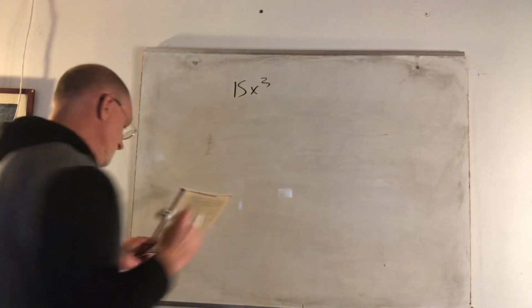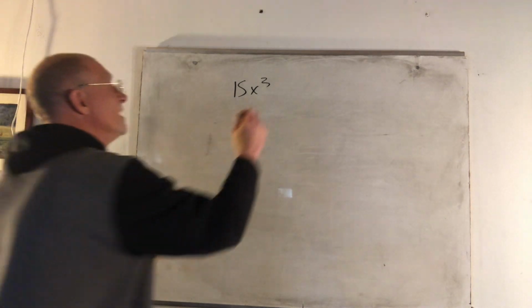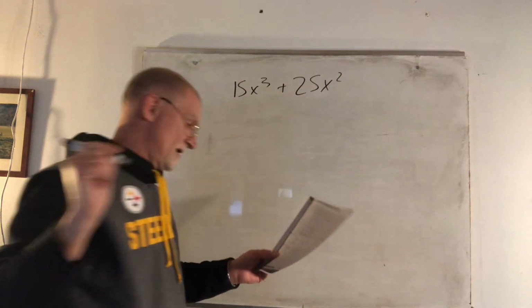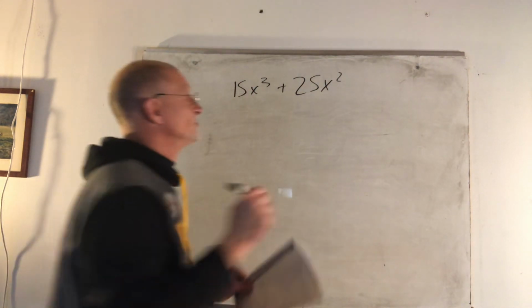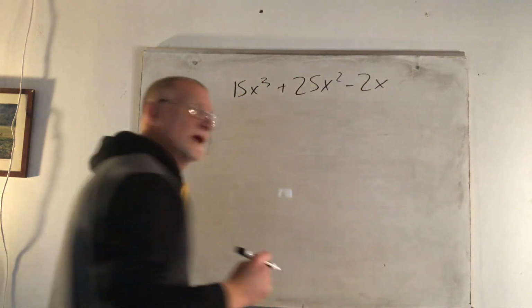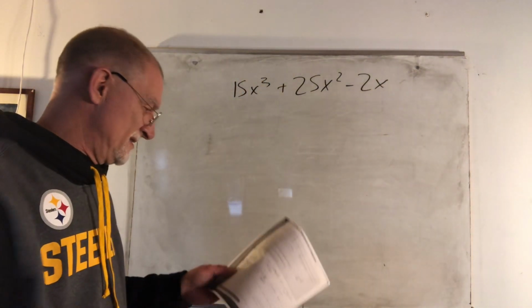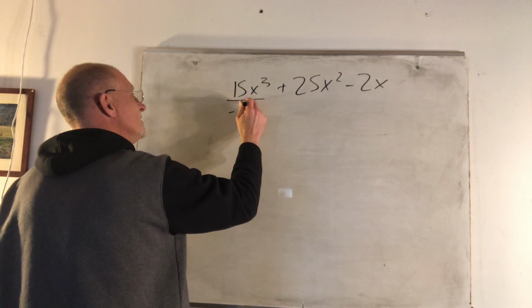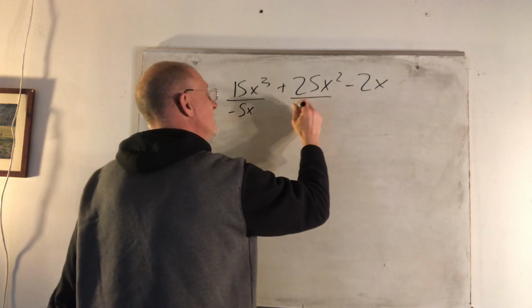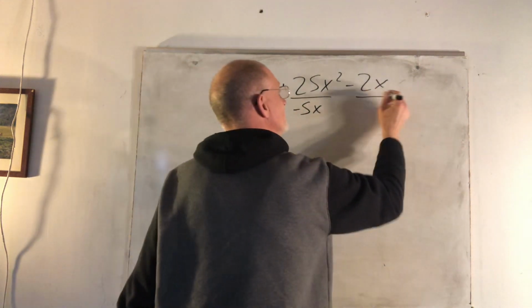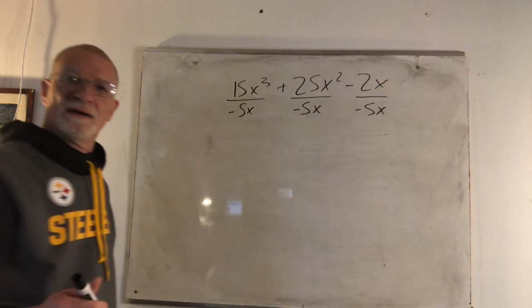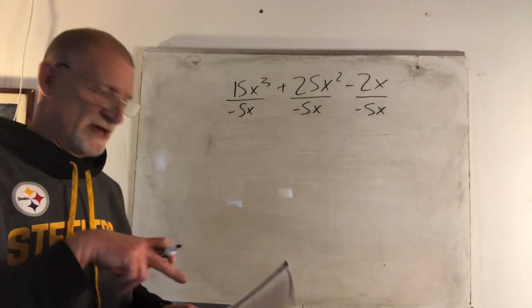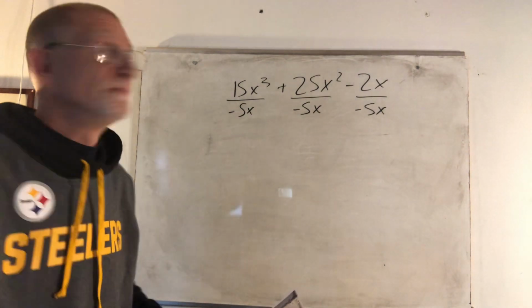15x cubed plus 25x squared minus 2x. And all of that is divided by negative 5x. So what we're going to do is take each part and divide it by negative 5x, just like this. And then we just do it piece by piece. So it's basically like doing the first few problems, but 3 times.